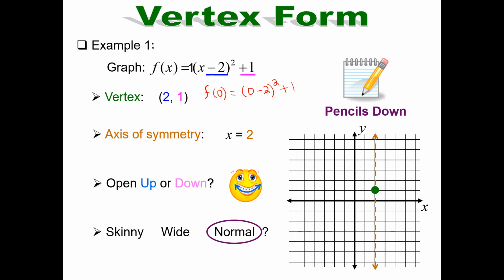So -2 squared is 4, and then 4 plus 1 is 5. So I have a point at 0, 5. And that is 2 units away from the AOS, and it's on the left side. So I'm going to go 2 units away on the right side. And then I'm going to draw my parabola because all we really need are 3 points. So the parabola does open up and it is a normal shape. This parabola is not the best one I've ever drawn in PowerPoint, it's a little crooked, but it is what it is.